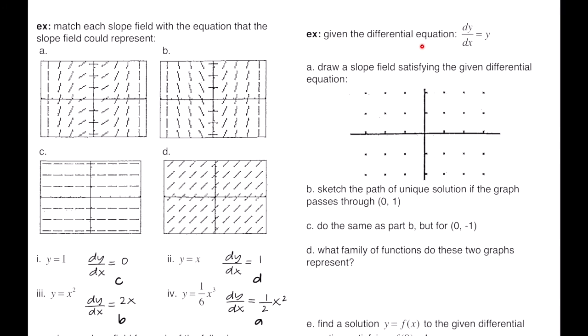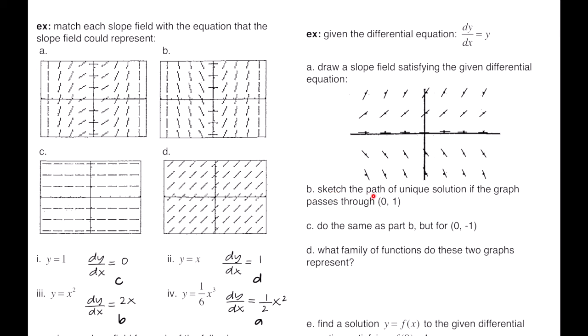This example says given the differential equation dy dx equals y, Part A, draw a slope field satisfying the given differential equation. Since our differential equation is only with respect to y, we can consider the horizontal lines. So along this horizontal line right here, all of our y coordinates are 0. Along this horizontal line, all of the y coordinates are y equals 1. And then along here, y is equal to 2. Along here, all of the coordinates are y equals negative 1. And then down here is negative 2.